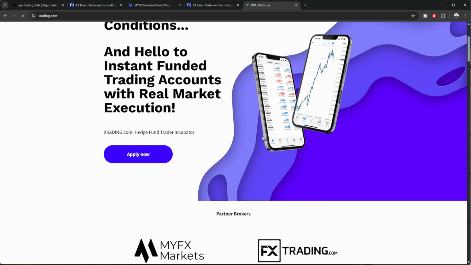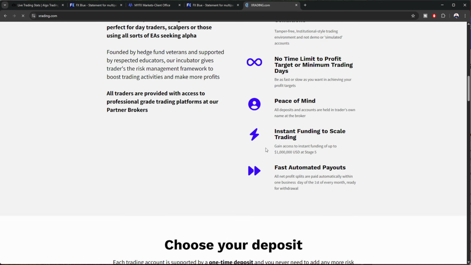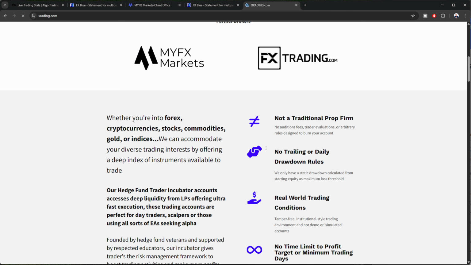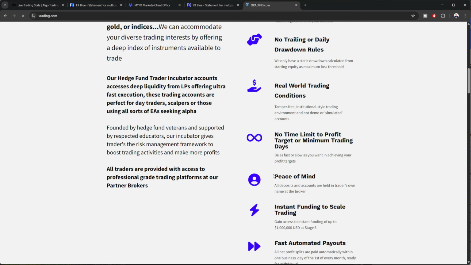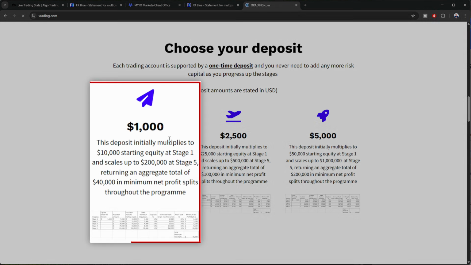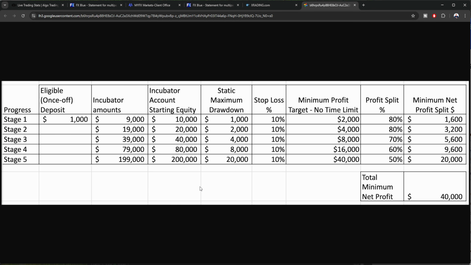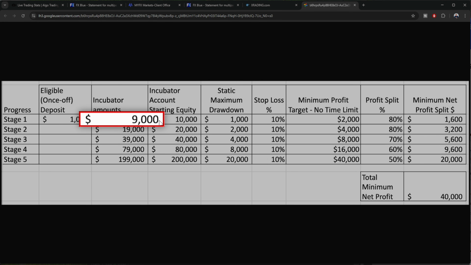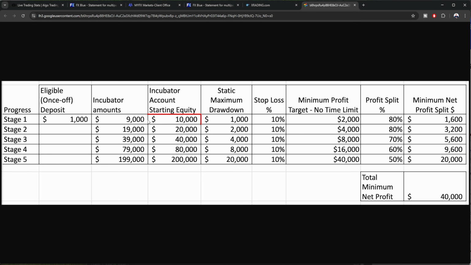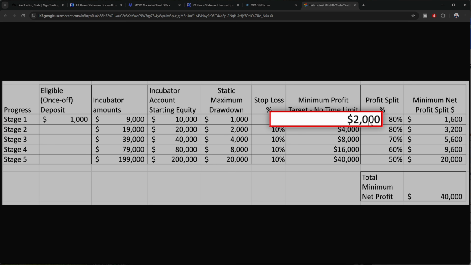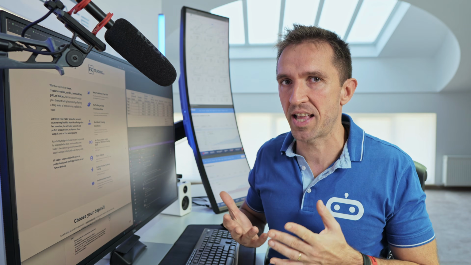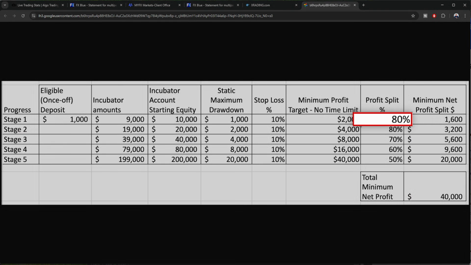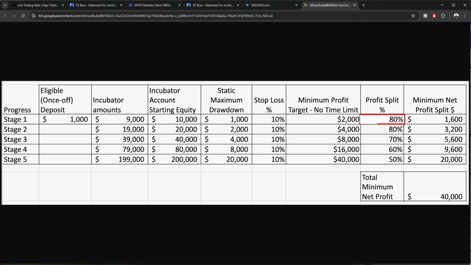But before I show you what happened on the 20k account, I had this account actually with My FX Markets, one of the two brokers that Xrading.com works with, and I had the $1,000 account. So once I purchased the account, I received 9,000 as incubator amounts. Then I'm trading the 10k. Once I reached 20% or 2,000, and actually in this account I went above 30% in the previous month, I received a profit split of 80%.